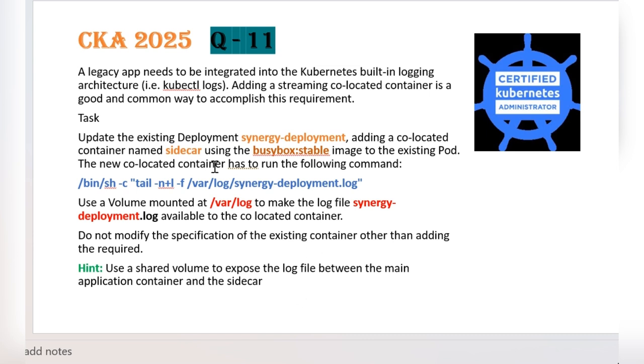If you see in the question, this is what we need to do. Basically we need to add a new container in the existing deployment and add the volume and the volume mounts for both the containers. So that's it. That's it for this question.